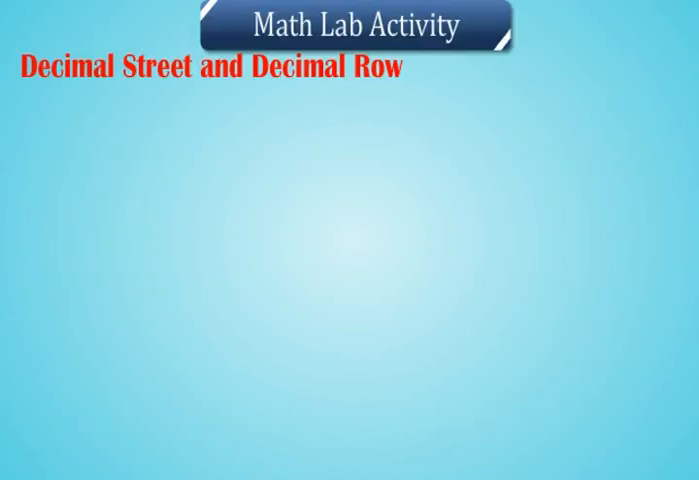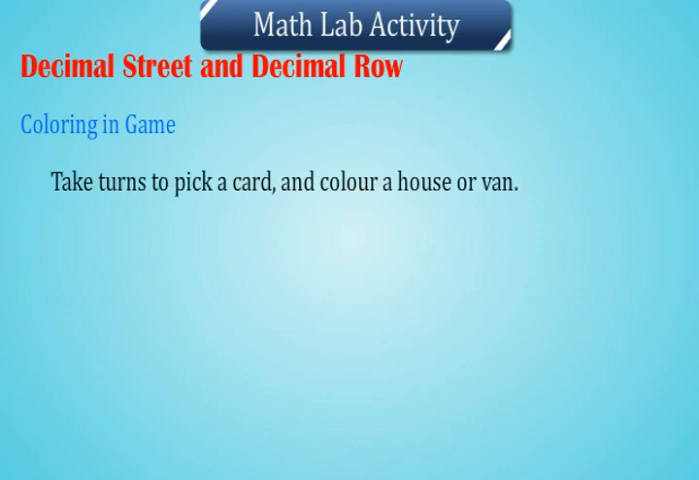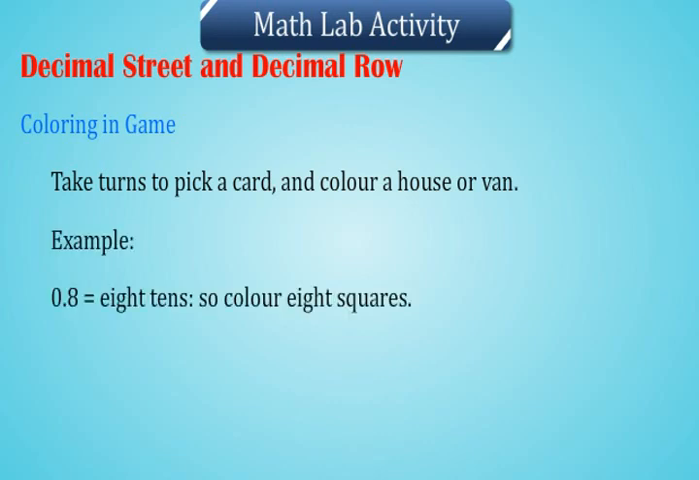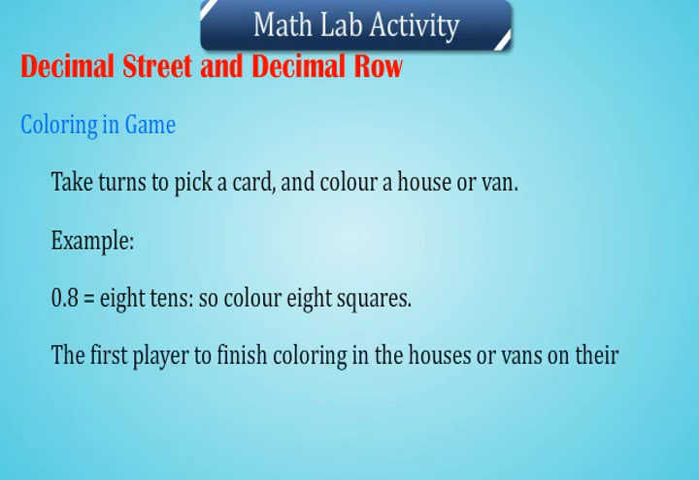Maths lab activity. Decimal snap and decimal coloring in game. Take turns to pick up a card and color a house or van. Example, 0.8 is equal to 8 tenths, so color 8 squares. The first player to finish coloring in the houses or vans on the sheet of paper is the winner.